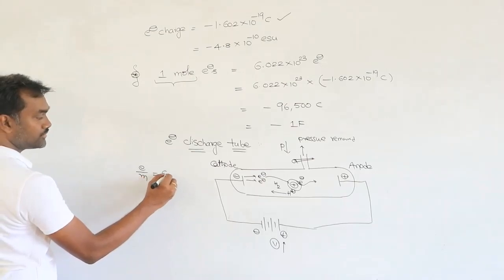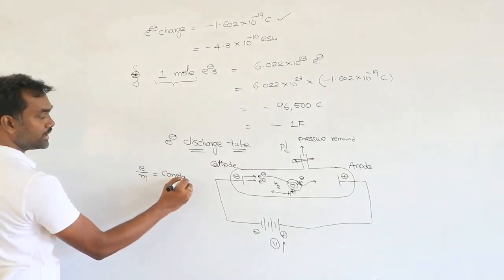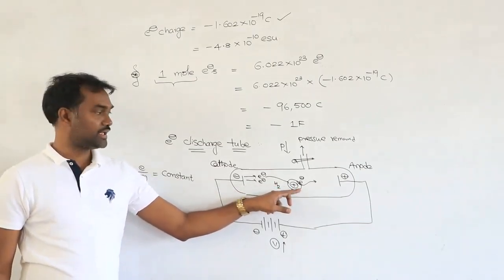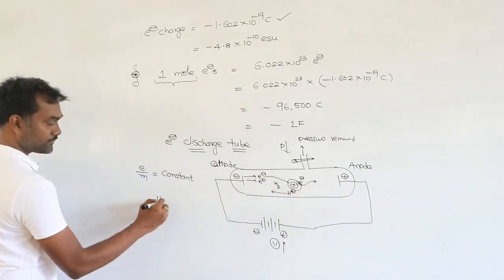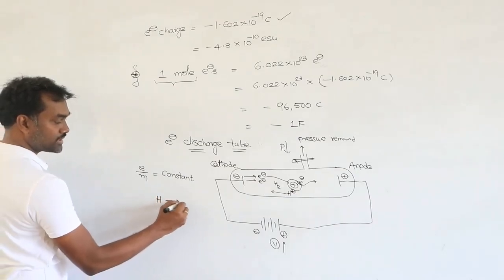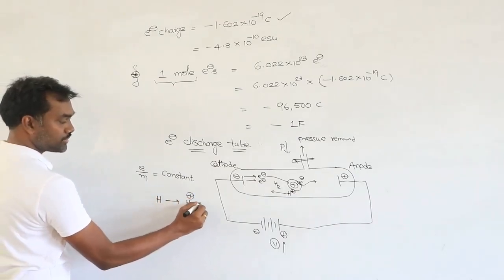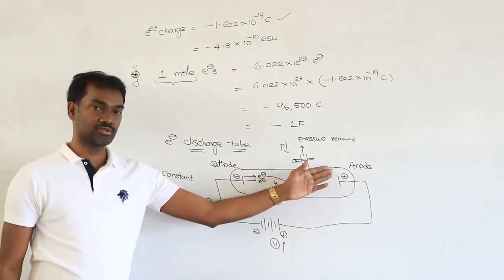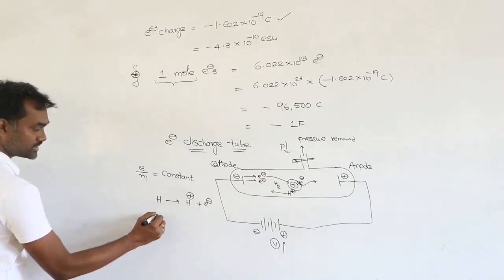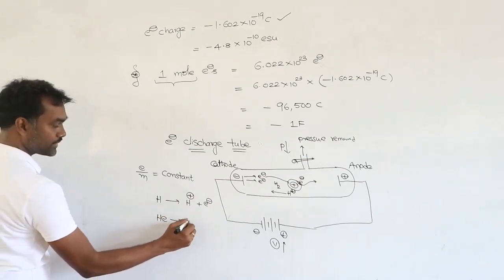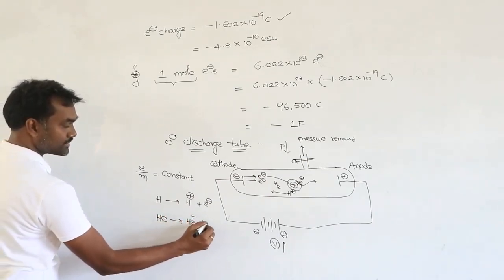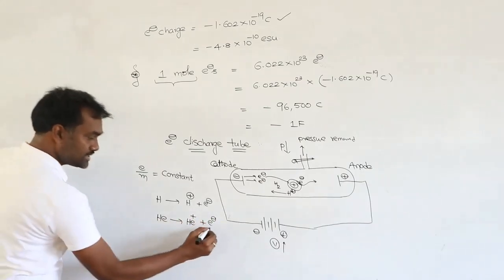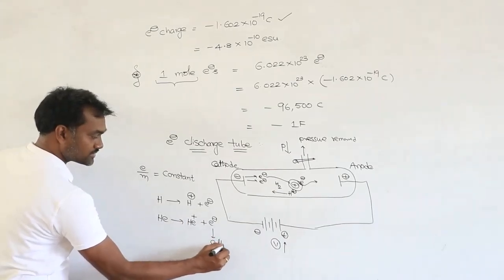E by M value is always constant, whatever the gas you take. If we take hydrogen gas, it becomes H plus and an electron. The electron moves towards the anode side. Suppose you take helium, you get helium plus, but the electron is the same. So these are called cathode rays.